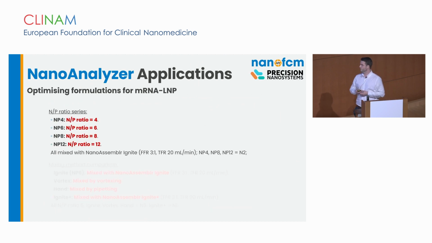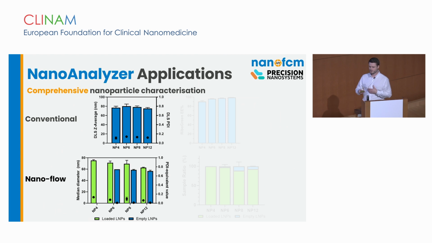The next collaboration we've done that follows on from this is with PNI. Again, this is looking at an NP ratio, and now we're back to our mRNA LNP. These are all samples that were made with the Ignite, and really looking at differences between NP ratio again. Here, again, you can see the conventional, they're all within the size range we're expecting, and when we measured them by nanoflow, again, we saw very similar sizes.